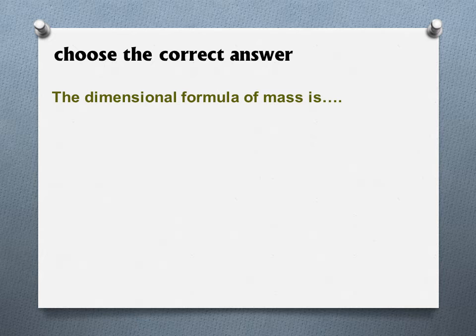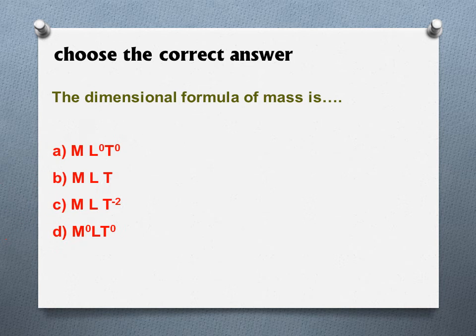The dimensional formula of mass is M L power 0 T power 0. We can note that L power 0 equals 1, T power 0 equals 1. So the dimensional formula of mass is M L0 T0. The correct answer is A.